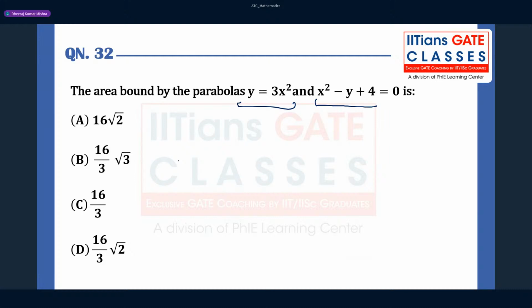So please tell me what will be the correct answer for this question. The question they are asking is the area bounded by the parabola y equal to 3x square and x square minus y plus 4 equal to 0, right? The correct option for this question will be 16 by 3 root 2 according to the original key. But how can we solve this question?